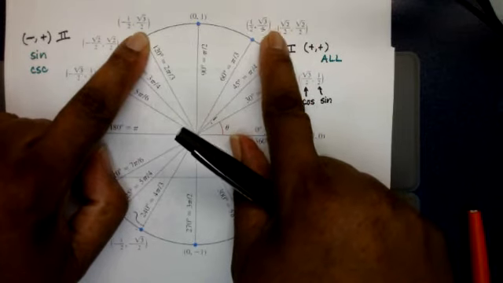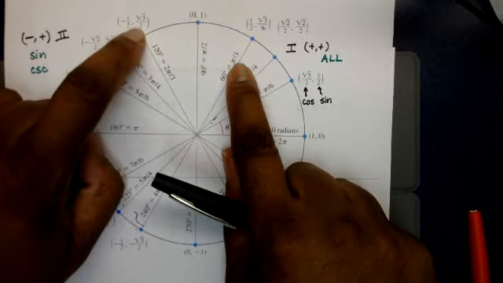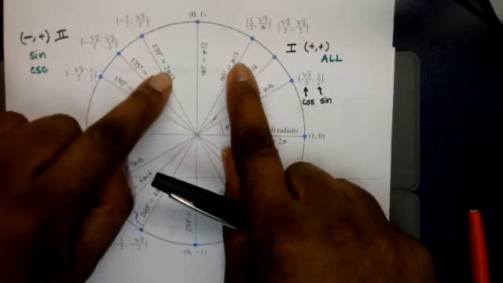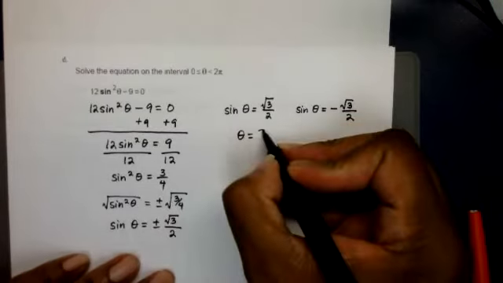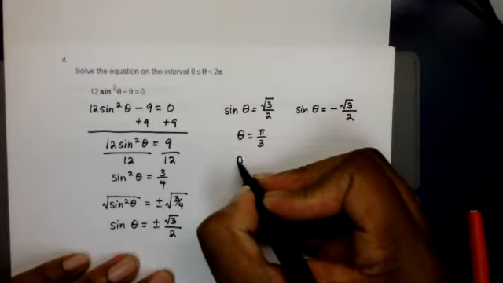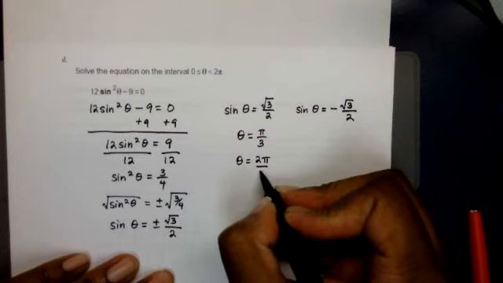That means for this one, that angle has to be pi thirds. And for this one up here, that angle is 2 pi thirds. So I've got pi thirds and 2 pi thirds, where the sine of theta would be the square root of 3 over 2.